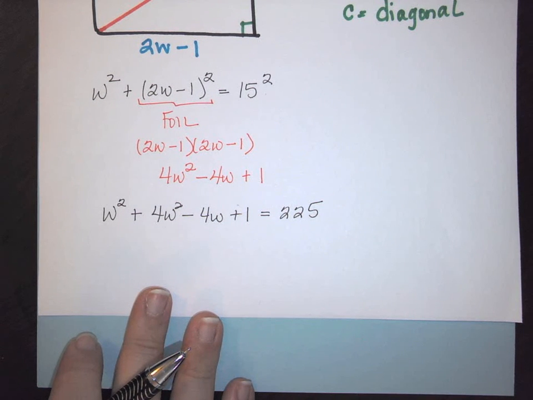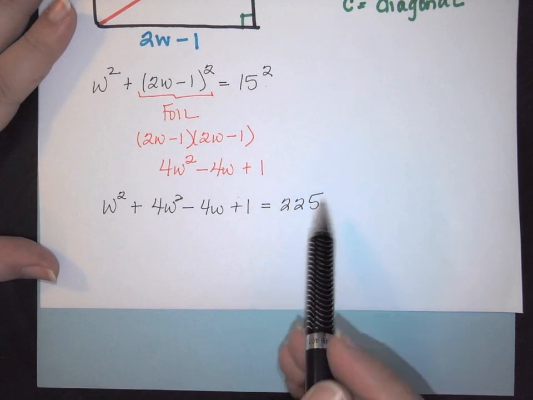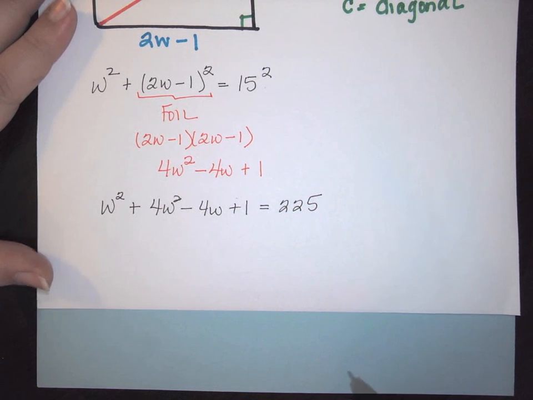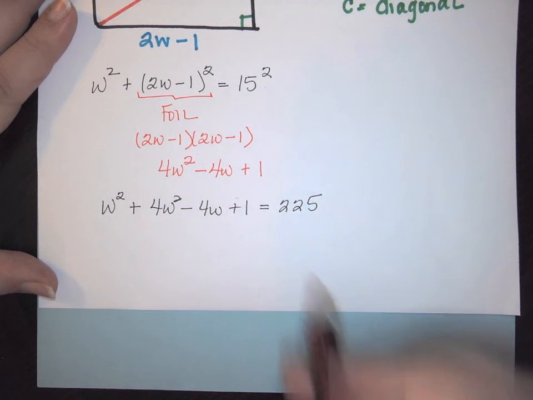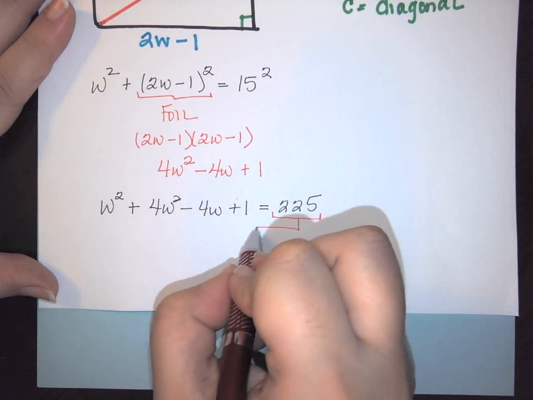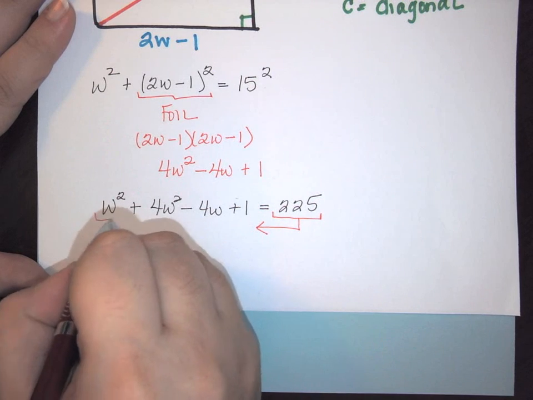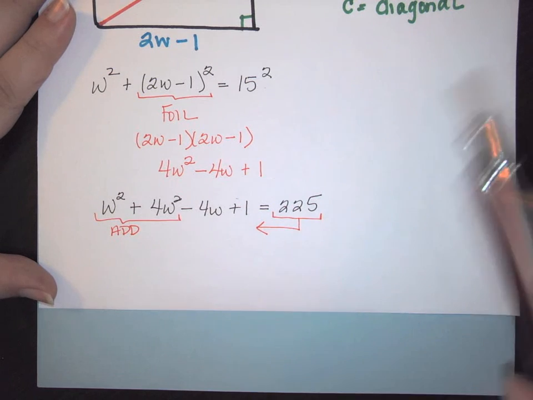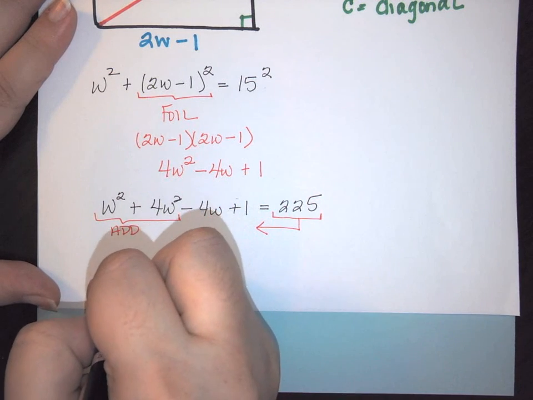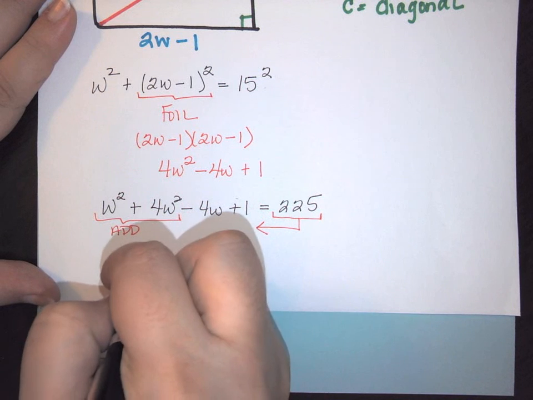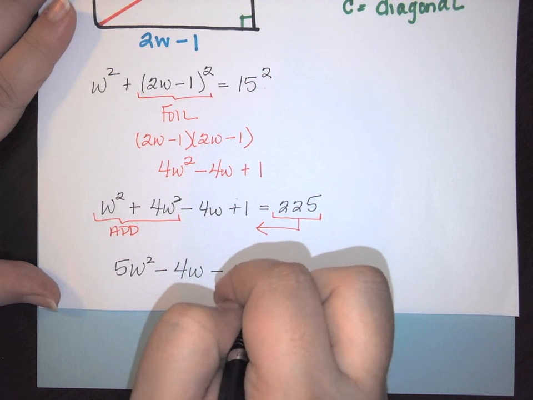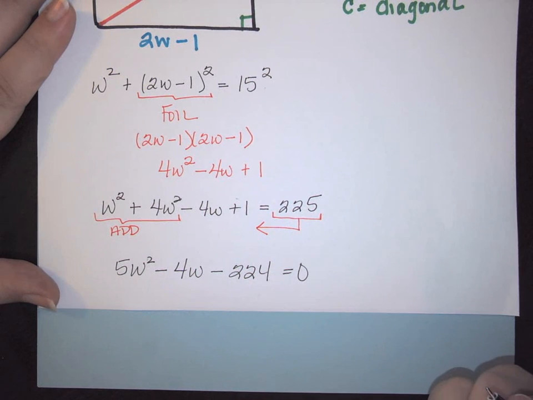So now with this, we actually have to start solving our quadratic. And when we solve our quadratic, we need to remember a few things. First, we must be set equal to 0. So the first thing that I would do is I would take this 225 and I would move it over. And then I would combine my like terms by adding these two together. So when I do that, I end up with an equation that says 5w squared minus 4w minus 224 is equal to 0.